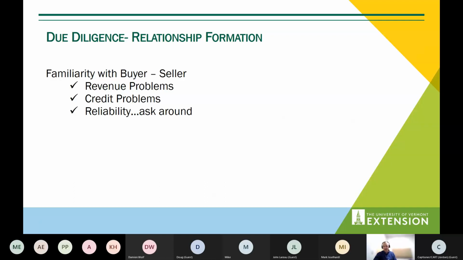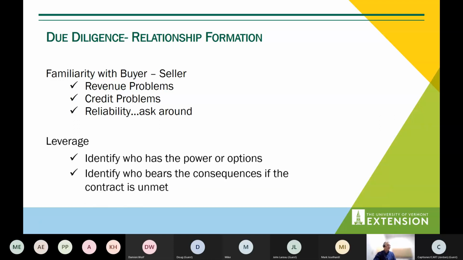And reliability in general, asking around and understanding if people tend to do what they say they're going to do and how they conduct themselves, hopefully in a professional manner. Some general due diligence there. And then just this conversation or this thought about leverage, identifying who has the power.